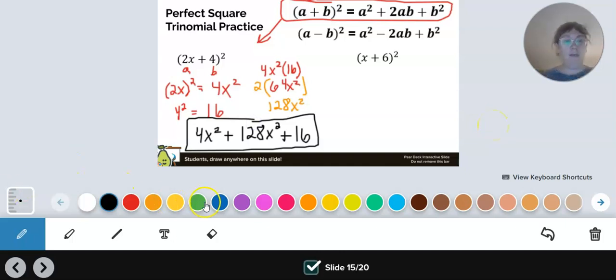Let's look at another one. On the right, we have an x here, and when we square it, we get x squared. Then we have a 6, and when we square the 6, we get 36. Multiply, oh, hold on, we made a little mistake here.